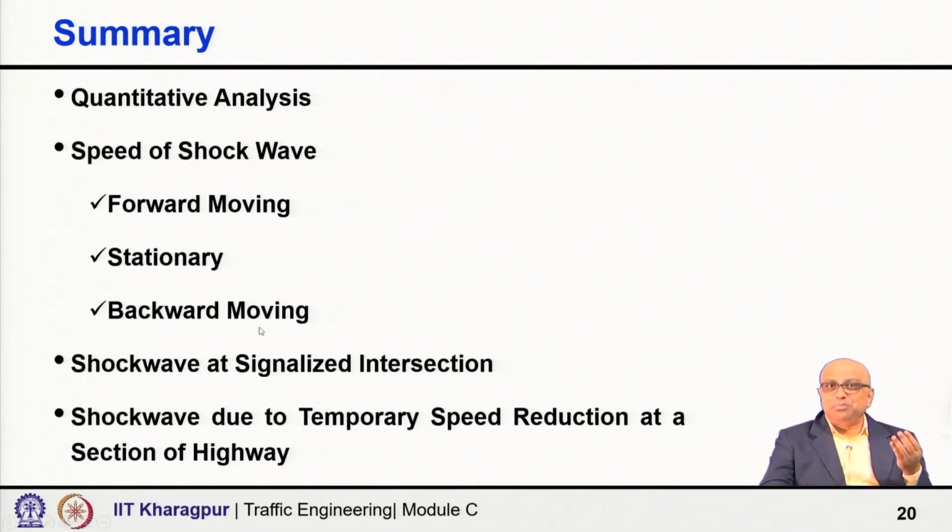Then we took an example of how shock waves are going to get created, and different traffic states are going to be created and dissipated eventually due to the operation of a signalized intersection. And also another example we took where the speed is temporarily getting reduced on a section of highway, because a slow moving vehicle is entering, travelling some time, and then leaving the highway again.